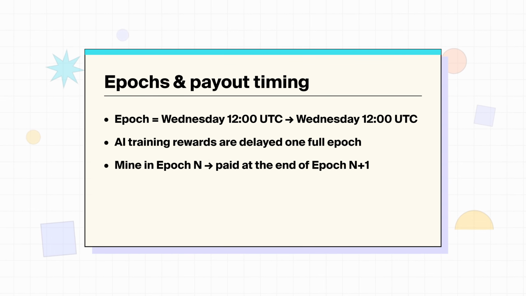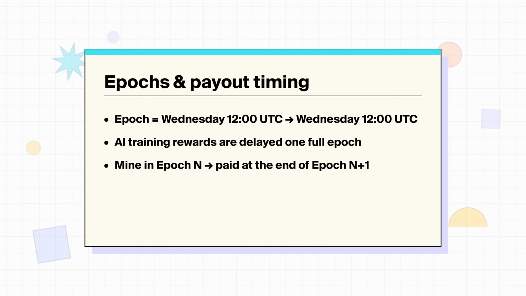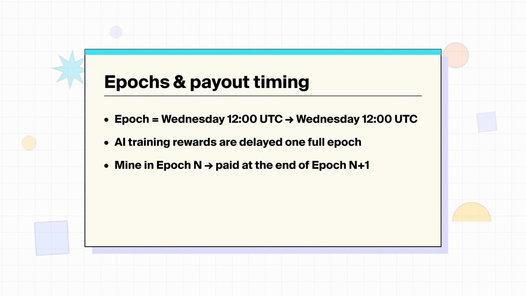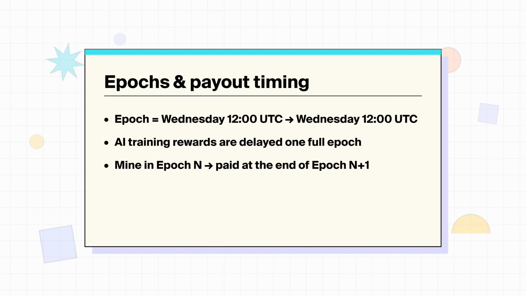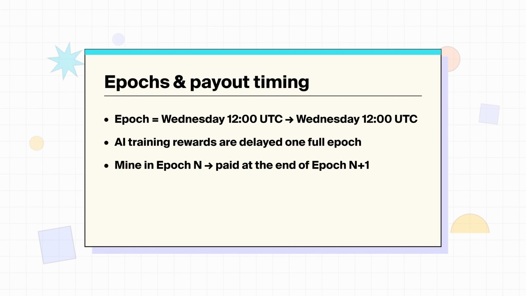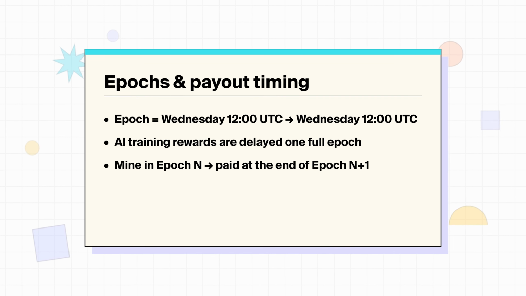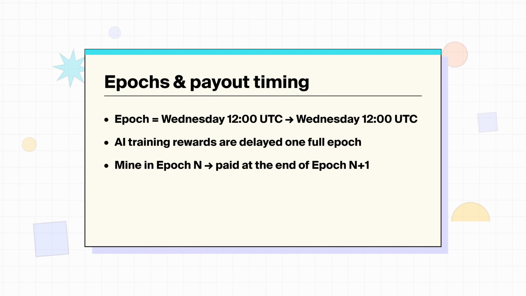Here's the part to internalize. AI training rewards are delayed by 1 full epoch. Mine through 1 week, and you're paid at the end of the following week. So from a standing start, it can be up to 2 weeks before anything lands. That's not Jetski holding your money. That delay is built into the Cubic protocol. It's how the network pays out, so it applies wherever you mine. If you set this up on a Thursday and see nothing by Sunday, that is working correctly.